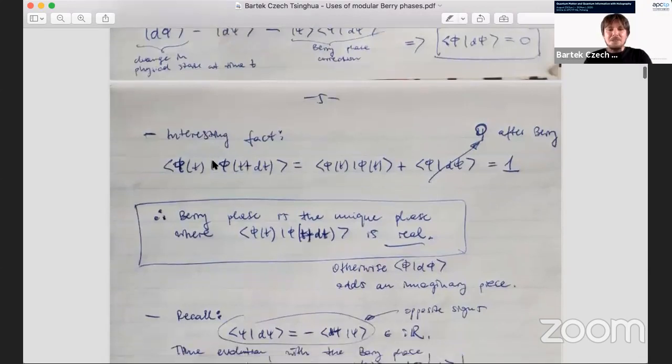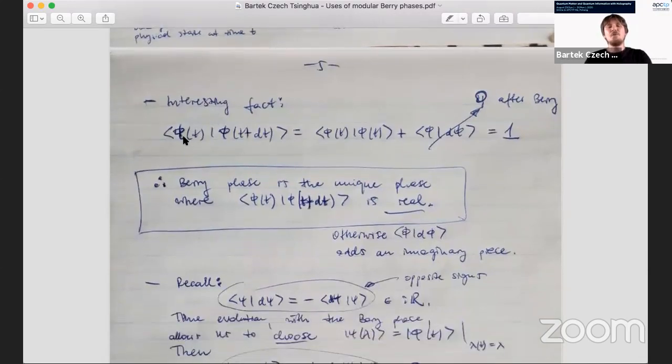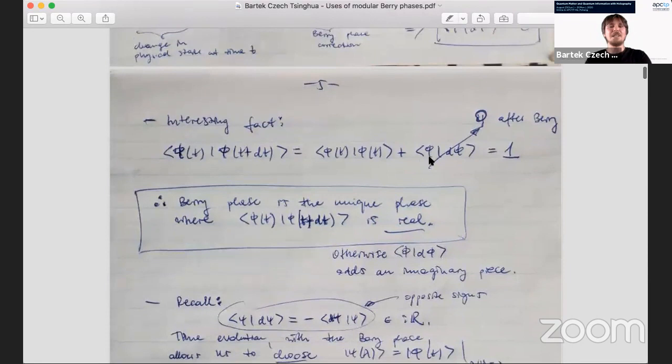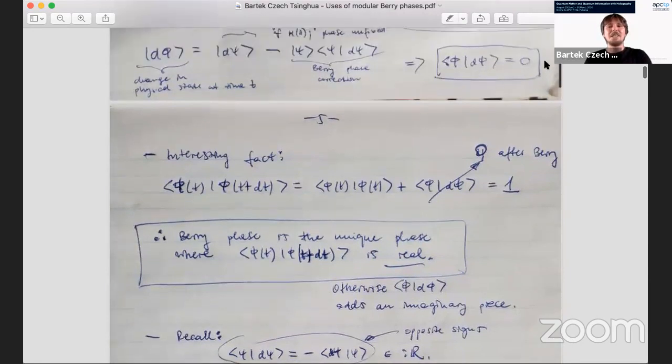An interesting fact which is related to this is when I compute the overlap of a state at time t and a state at time t plus dt. It will be given by ⟨φ(t)|φ(t)⟩, the inner product with itself, and then there is the ⟨φ|dφ⟩ term, of course, from this inner product. Our gauge condition, the Berry phase, ends up with a situation where ⟨φ|dφ⟩ is equal to 0, which means that this term vanishes. And so we end up only with the ⟨φ|φ⟩ inner product here, but that, if I have a normalized state, is equal to 1.